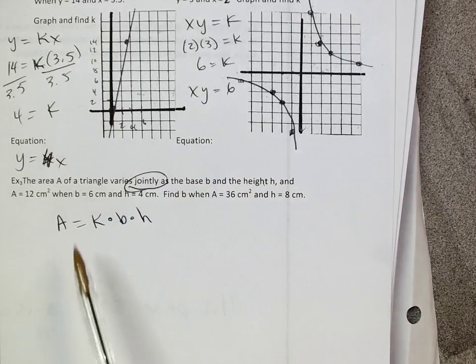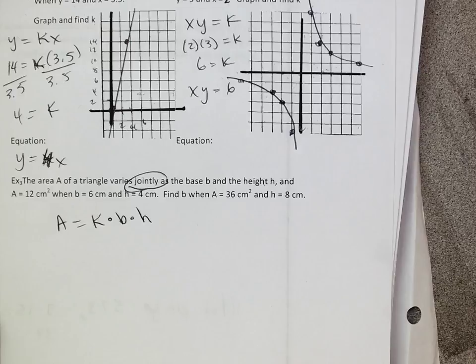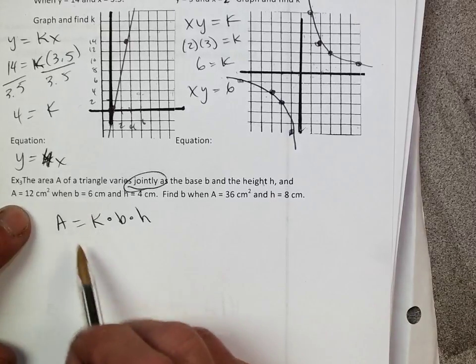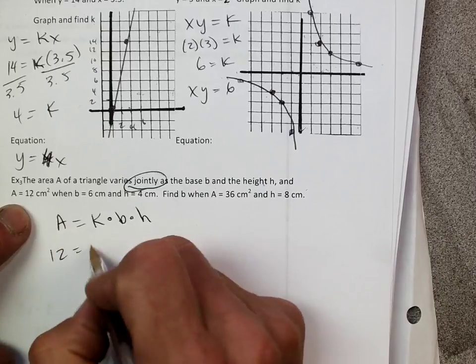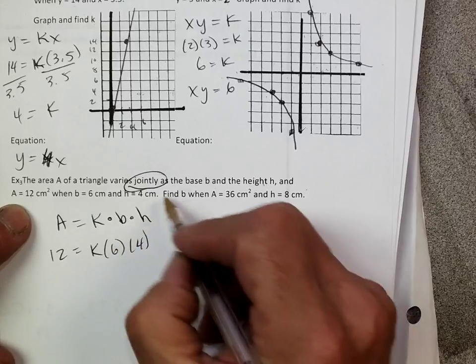Area is equal to k jointly with the base and the height, okay? So I already know K's got to be 1/2, but let's prove it. It's got to be 1/2, right? We know it's 1/2. So if I prove it, we'll say, okay, when A is 12, B is 6, and H is 4. So we plug everything in.